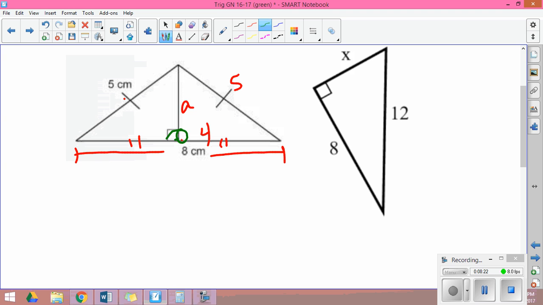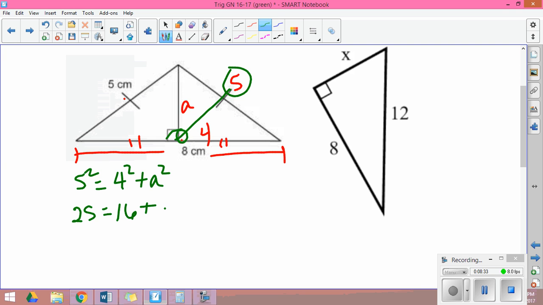So clearly here's my right angle. Here's my hypotenuse. So I have 5 squared is equal to 4 squared plus a squared. And 25 is equal to 16 plus a squared. A squared is 9. A is 3.